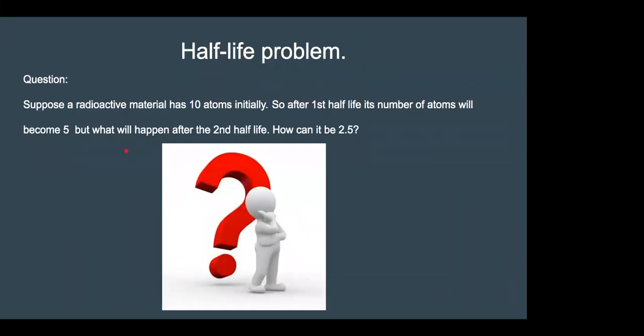Okay, here's an example of the half-life. This is a question. Suppose a radioactive material has 10 items initially, so after the first half-life, its number of items will become 5. But what will happen after the second half-life? How can it be 2.5?